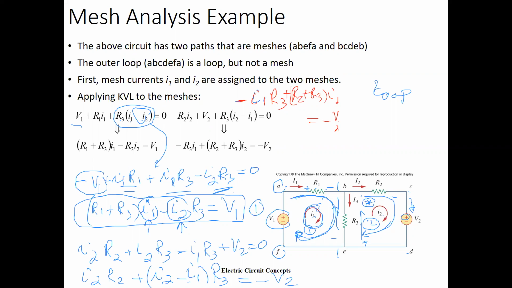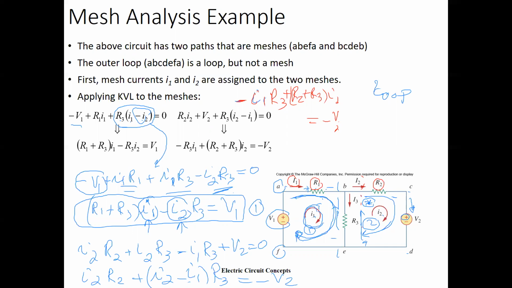So after that, if we have the values of R1, R2, R3 and the values of V1, V2, then we can use one of those techniques, either Cramer's rule, which is a matrix method, or the substitution method, or the elimination method to solve for I1 and I2. After solving for I1 and I2, we'll be able to find the current flowing through the resistance R2, the current flowing through the resistance R3, which is I3, and the current flowing through the resistance R1, which is I1.